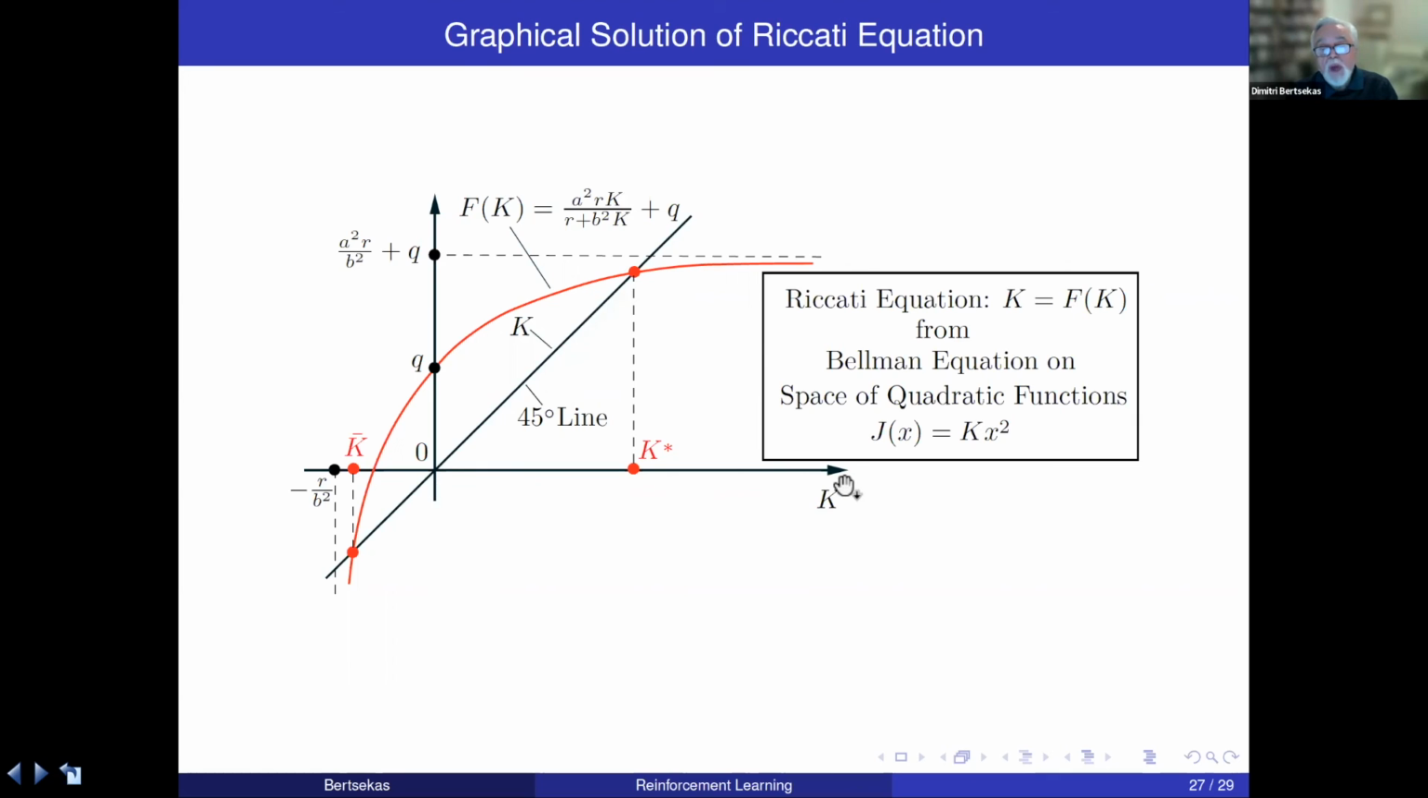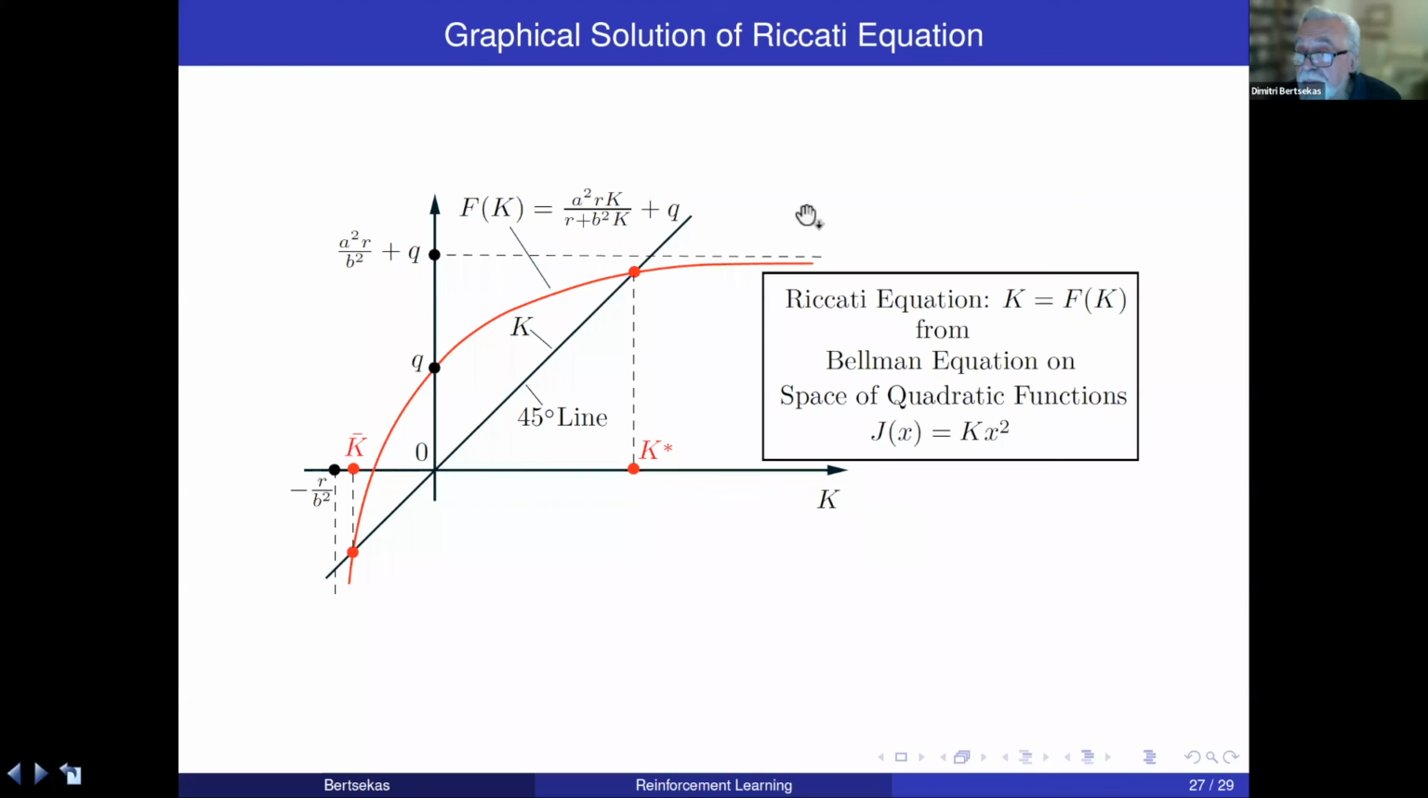So it's a common way to represent the solution of fixed point problems. You plot the right-hand side and you plot the left-hand side and you find the points of intersection, and this gives you the solution. And it works very well for the case of the Riccati equation.